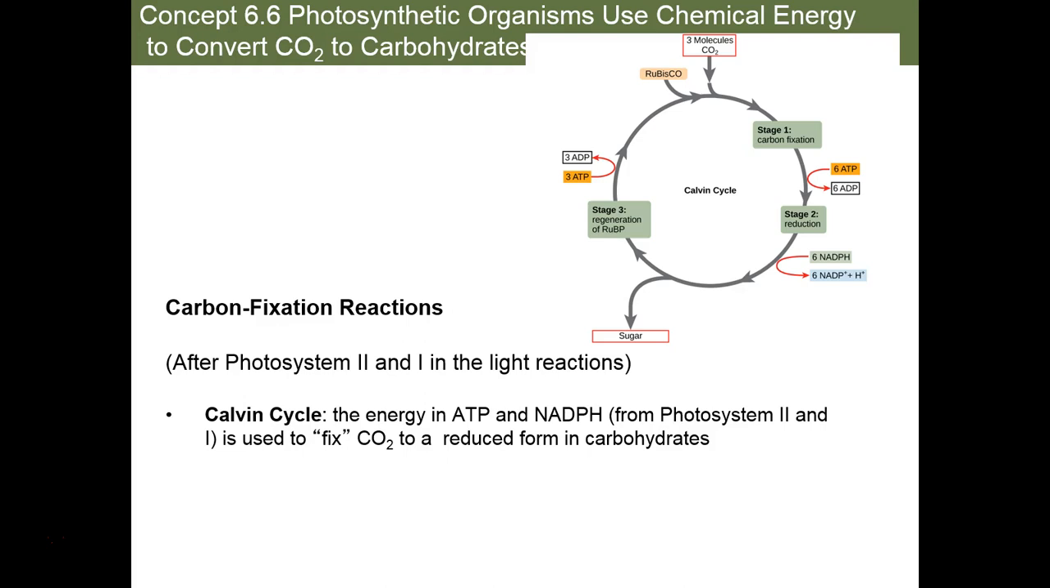Okay, so we just learned about the light reactions in photosystem 2 and photosystem 1. The next major metabolic pathway in photosynthesis is carbon fixation. And again, carbon fixation occurs after photosystems 2 and 1. The Calvin cycle is the metabolic pathway that will use ATP and NADPH that are produced from photosystem 2 and 1 to fix carbon dioxide and make it a reduced molecule in the form of carbohydrates. The Calvin cycle occurs in the stroma of the chloroplast.